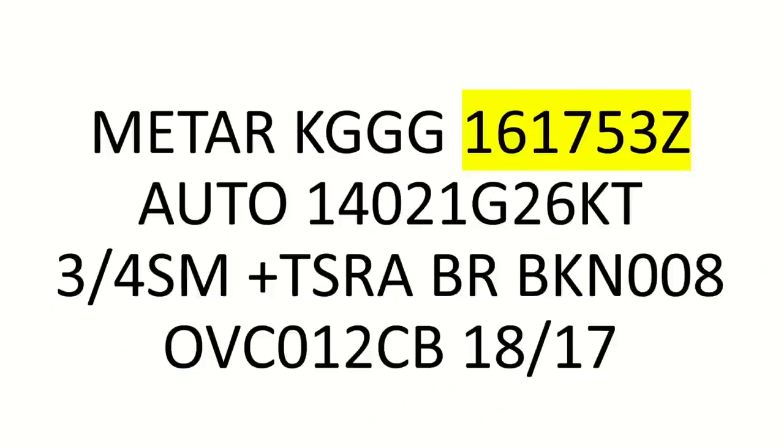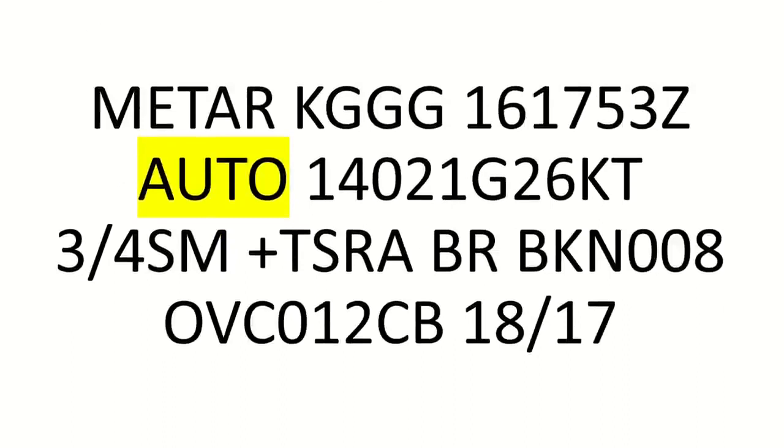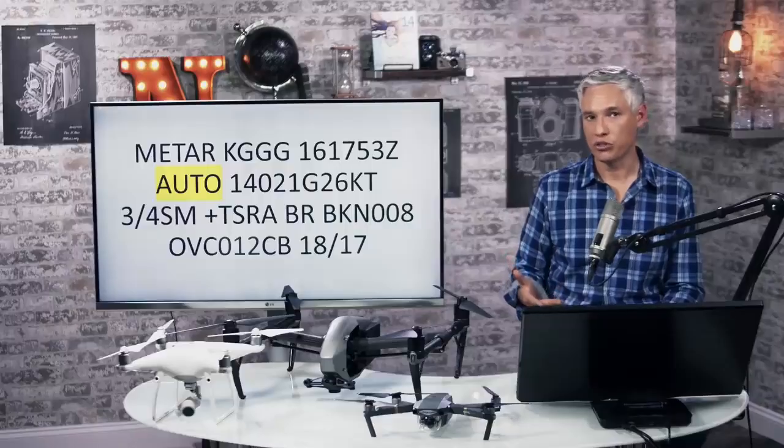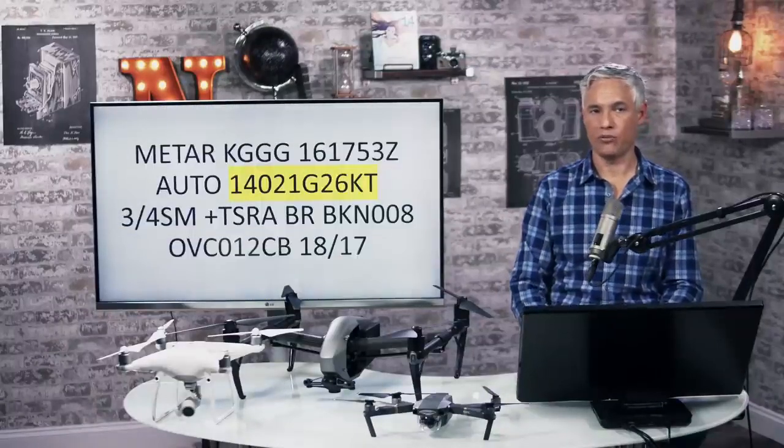UTC. The next word, AUTO, means that the report was automatically generated by some sort of weather station. It could also say COR, which would mean corrected. Just so you're familiar with it, you probably won't get tested on that particular bit of information.